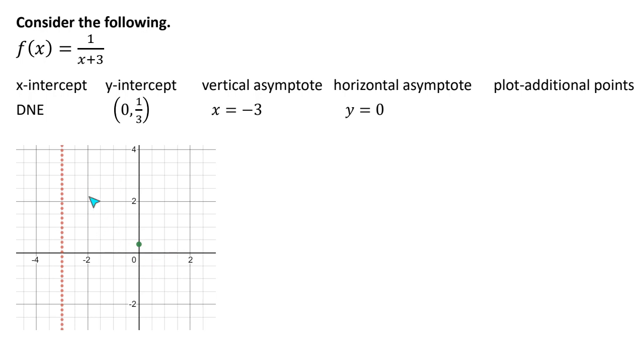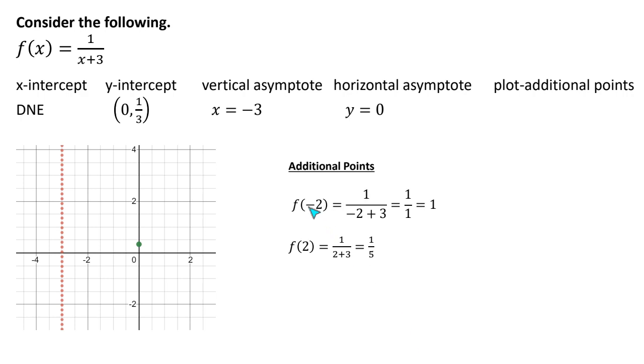And so the points that you pick, you want to pick points on the right side of the vertical asymptote, and you want to pick points on the left side. That way you know what's happening with the graph. So for this example, I'm going to choose -2 and I'm going to choose +2, just to get a better idea. So if I put -2 for x, then I end up with 1. And if I put a +2, I end up with 1/5.